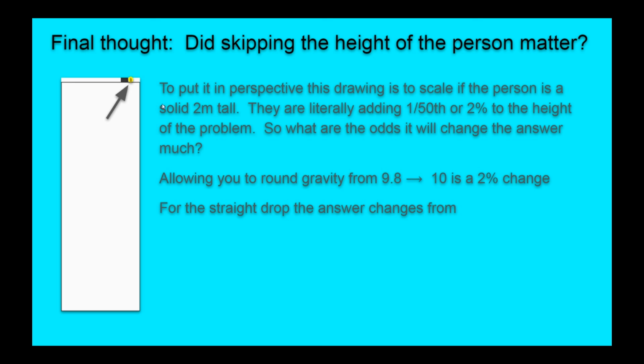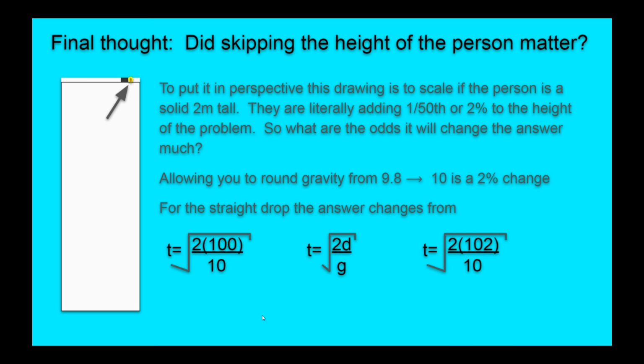This is 1/50th of the height. That is literally a 2% change. Rounding gravity from 9.8 to 10 is also a 2% change. To give you an idea of how much it affected things, this is the solution if we ignore the person's height. This is the solution if we include their height. That's the difference.